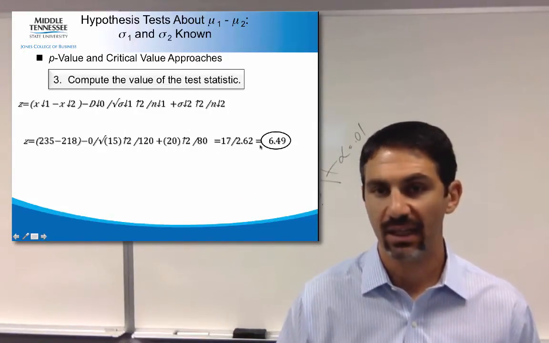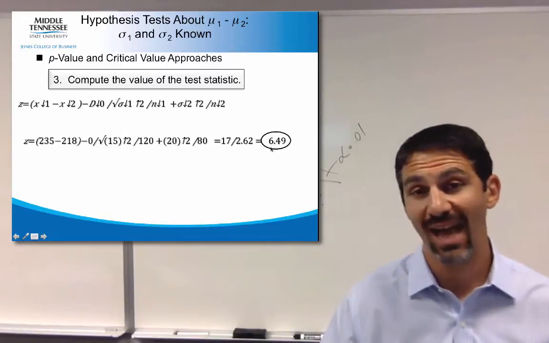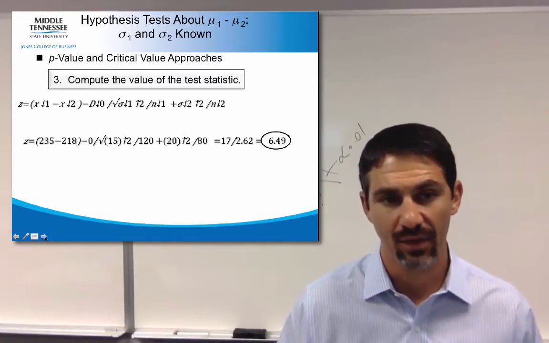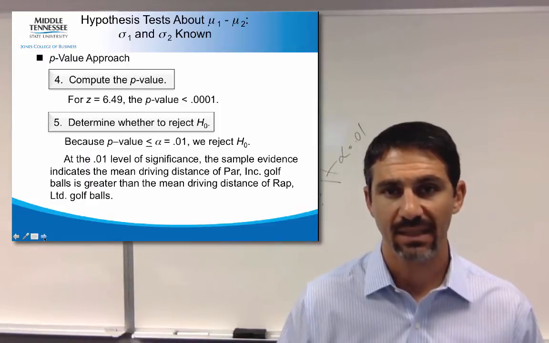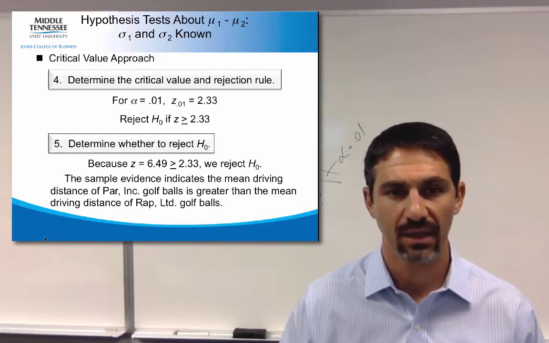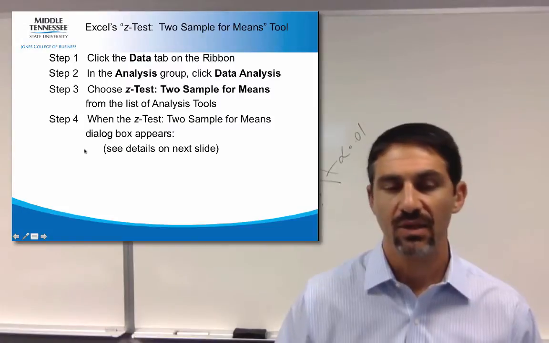And if we did the hand calculation, it would come out to 6.49 as a computed t-score or z-score. And let's just take a look at that in our Excel here. I think it'd be a lot easier. So how do you do this in Excel?